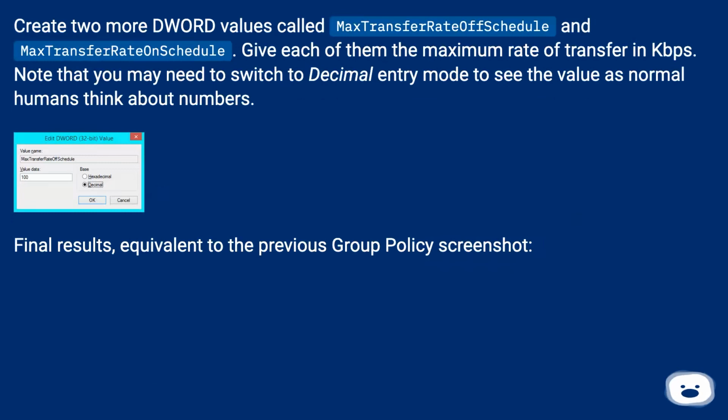Create two more DWORD values called MaxTransferRateOnSchedule and MaxTransferRateOffSchedule. Give each of them the maximum rate of transfer in kbps. Note that you may need to switch to decimal entry mode to see the value as normal humans think about numbers. Final results, equivalent to the previous group policy screenshot.